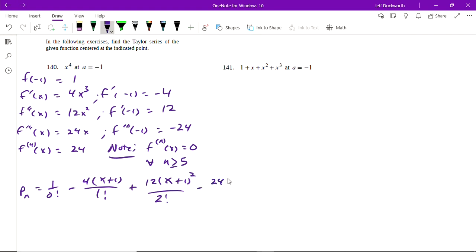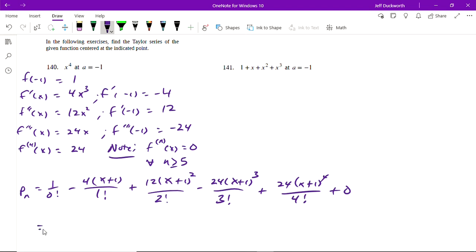Minus 24 times x plus 1 cubed over 3 factorial. And finally, plus 24 times x plus 1 to the fourth over 4 factorial. And then it'll just be plus 0. All of the rest of the terms are going to be killed at that point.